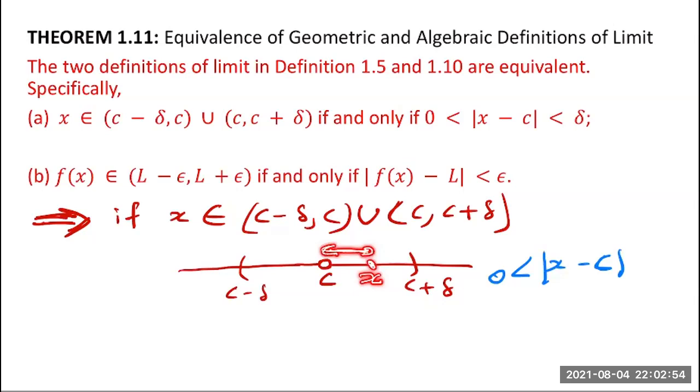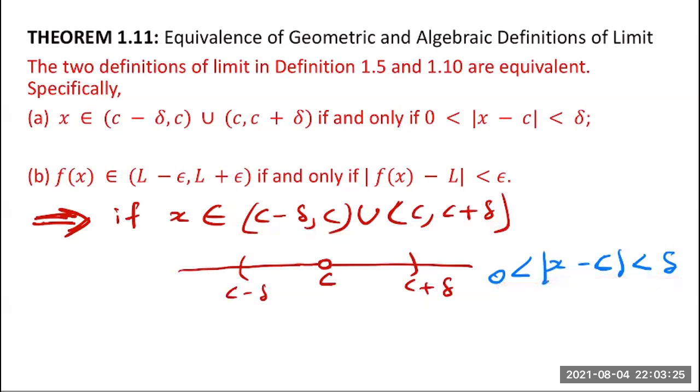It is clear from the geometry. Even if you take your point on the left-hand side, somewhere here, again this length, that is the absolute value of x minus c, right? That length is again less than delta. Why? Because this whole thing is delta. So from the geometry, it is clear that this is less than delta. So that means if your x is in this punctured interval, this has to be true. So we got the forward direction.